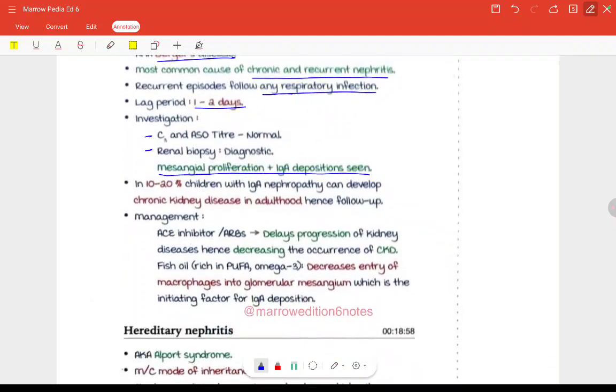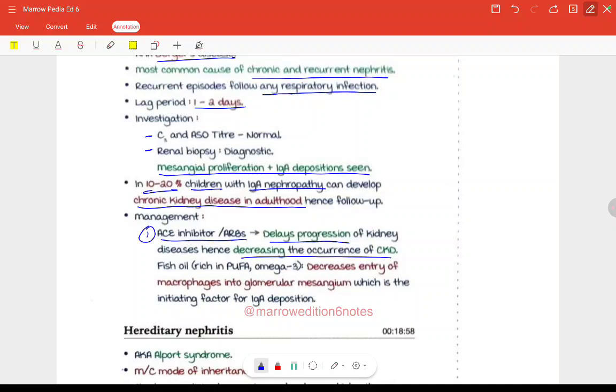10 to 20% of the children with IgA nephropathy can develop chronic kidney disease in adulthood. Okay, 10 to 20% of children with IgA nephropathy in childhood can develop chronic kidney disease in adulthood. Management is by ACE inhibitors or ARBs. This delays the progression of kidney disease, hence decreasing the occurrence of CKD, right?